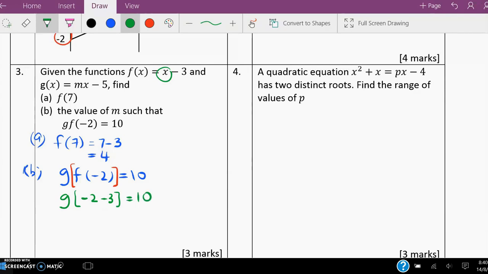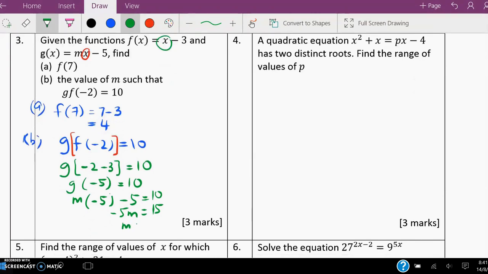Nothing wrong with that. Okay, now E, negative 5, 10. So we look at this. Where do we want to substitute the negative 5? It should be x here. So m minus 5 is 10. Negative 5m is 15. Okay, m is negative 3.